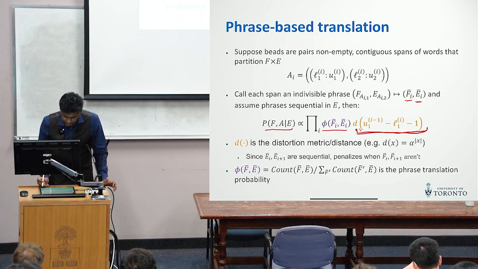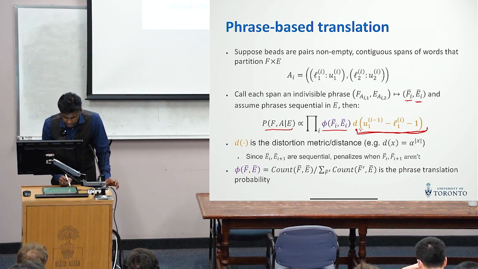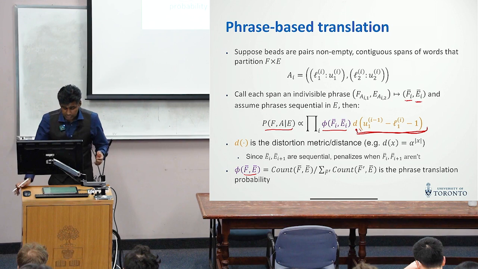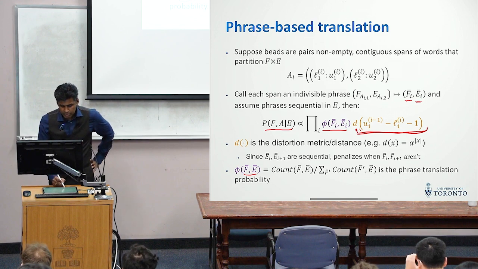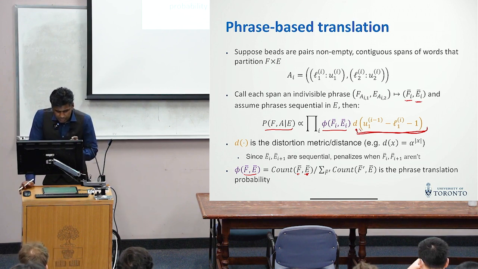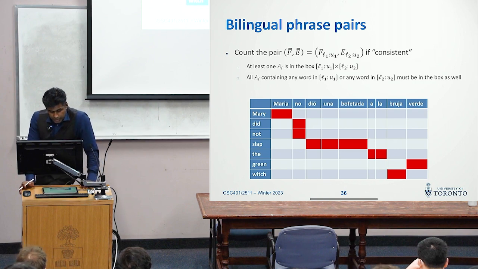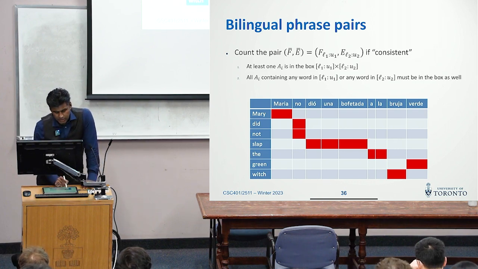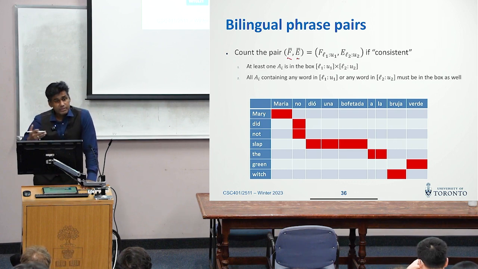And phi is basically just the relative count measure of the phrases that we can calculate from the corpus, similarly to the way we calculate it for words. Essentially, we count the number of times the phrase F appears with the phrase E, and then divide by the number of times that phrase in English is seen anywhere in the corpus. The way we count this is using a heuristic measure. We count the pair F, E only if the phrases are consistent.